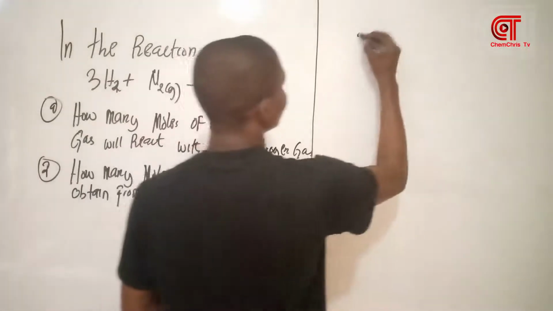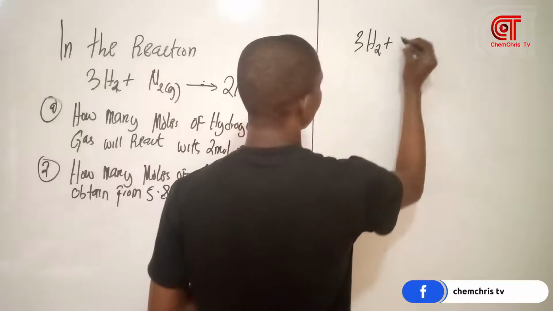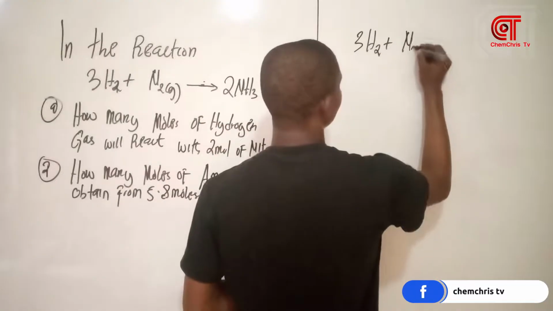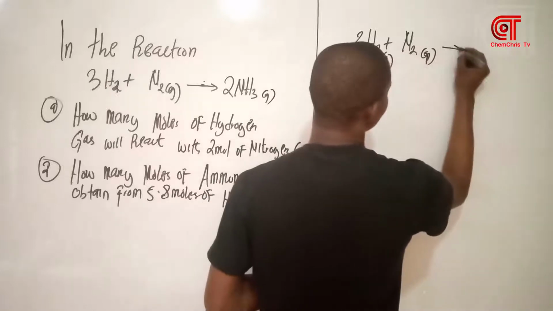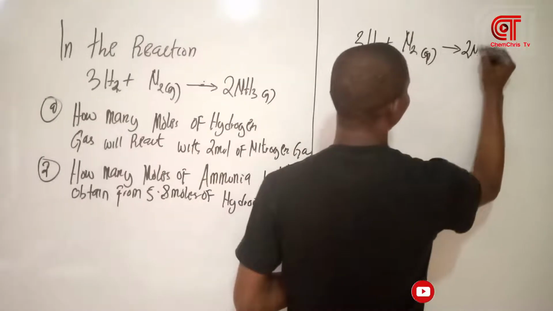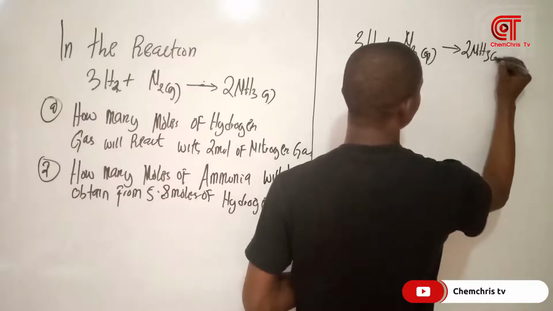Here we have 3H2 gas plus N2 gas give you 2NH3 gas.